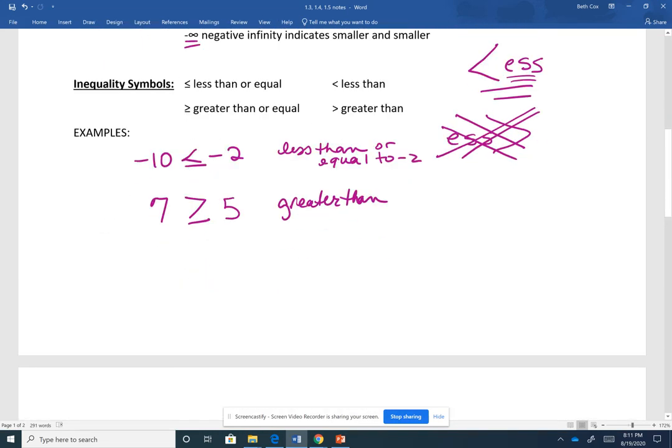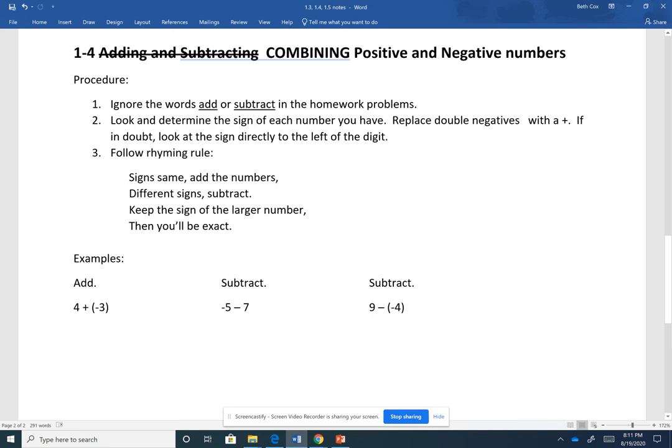Okay, so that's kind of short and sweet. This is the big stuff, combining the positives and negative numbers. So I'm going to stop here and let you copy this down and let you think about this. Get your calculator if you need to, and we'll come back on video number 2.